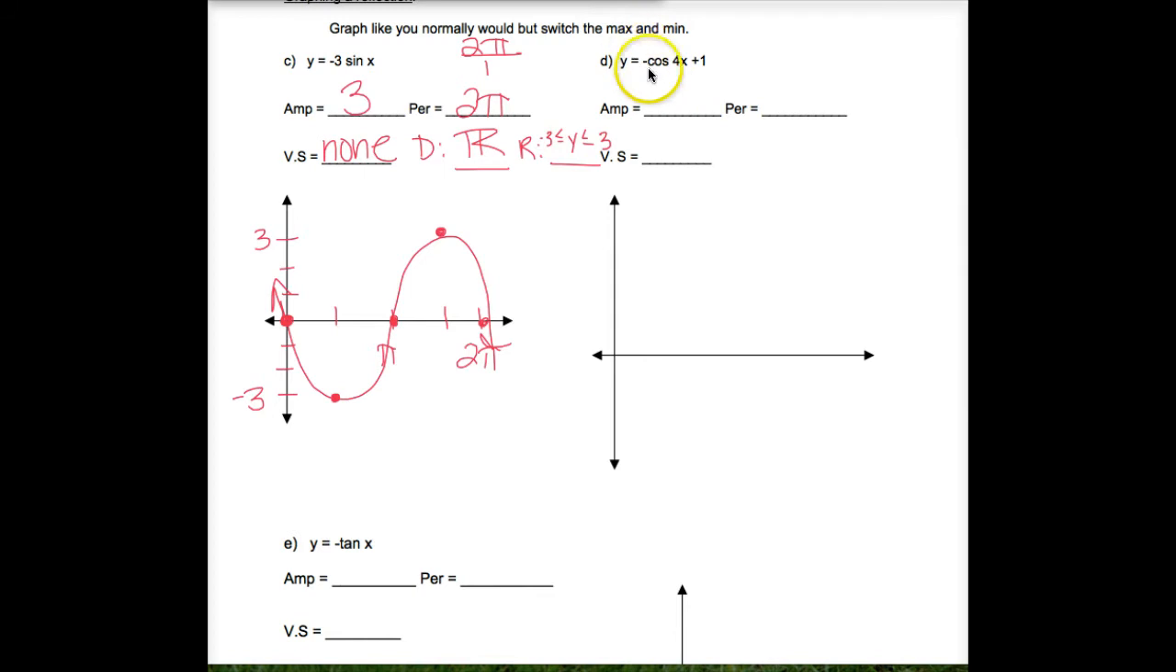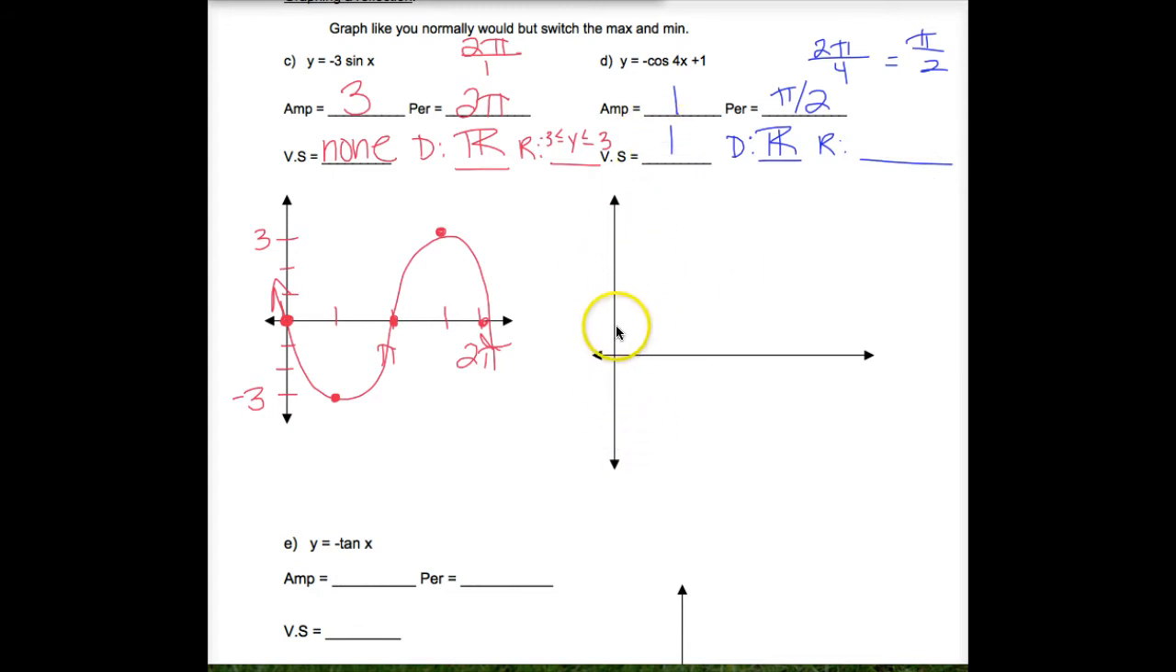So my amplitude here is 1. My period, it's cosine, so it's 2 pi divided by b, so divided by 4. So period is pi over 2. My vertical shift is 1. Because it's a cosine graph, my domain is all reals. And we'll see about my range here momentarily.